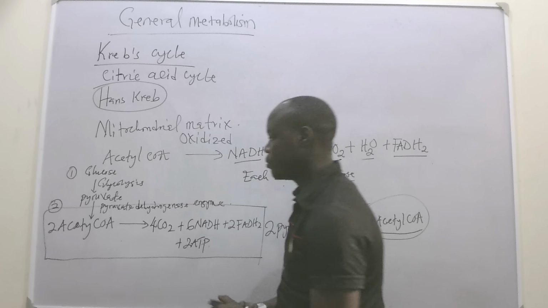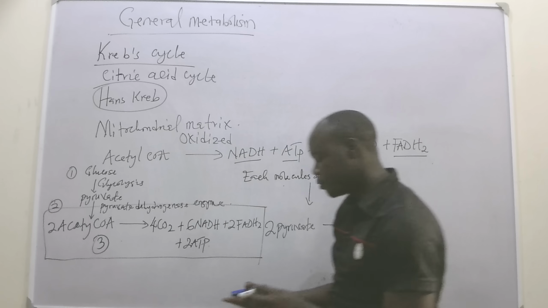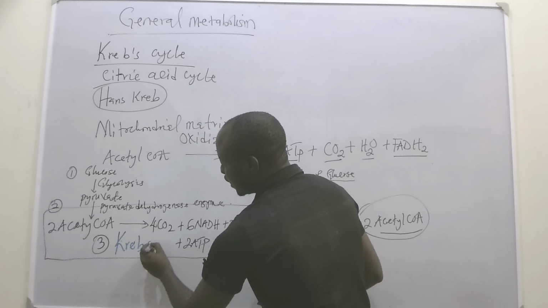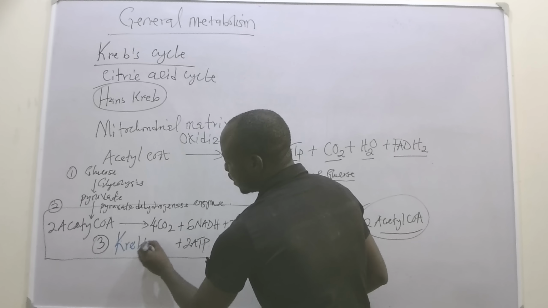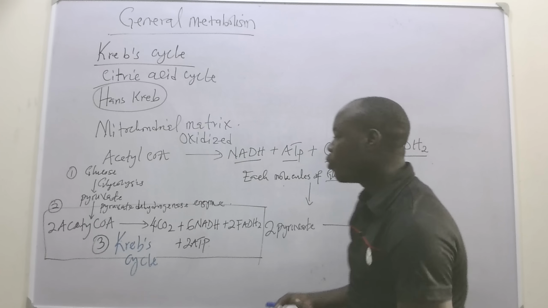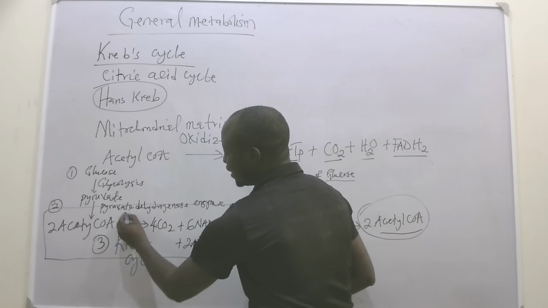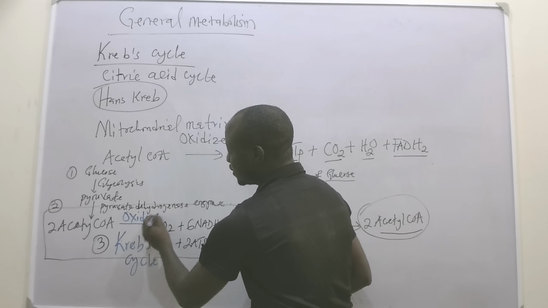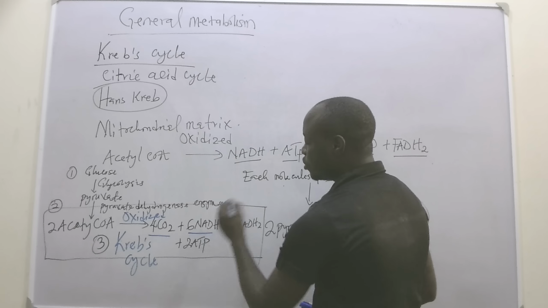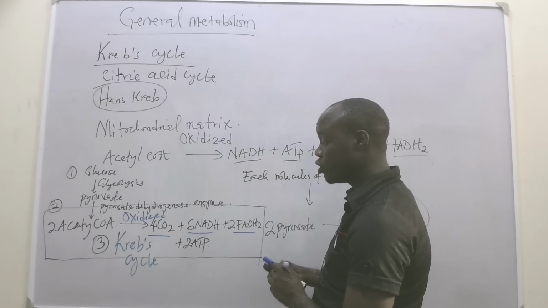And then the third step is the Krebs cycle, where the acetyl CoA will be oxidized to generate 4 molecules of carbon dioxide, 6 molecules of NADH, 2 molecules of FADH, and then 2 molecules of ATP.